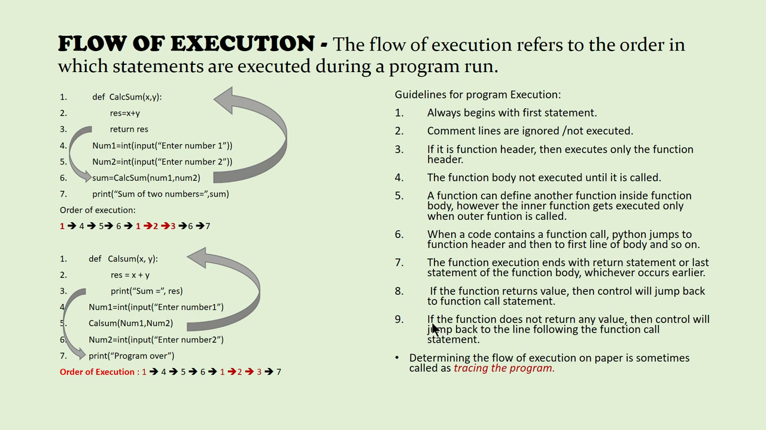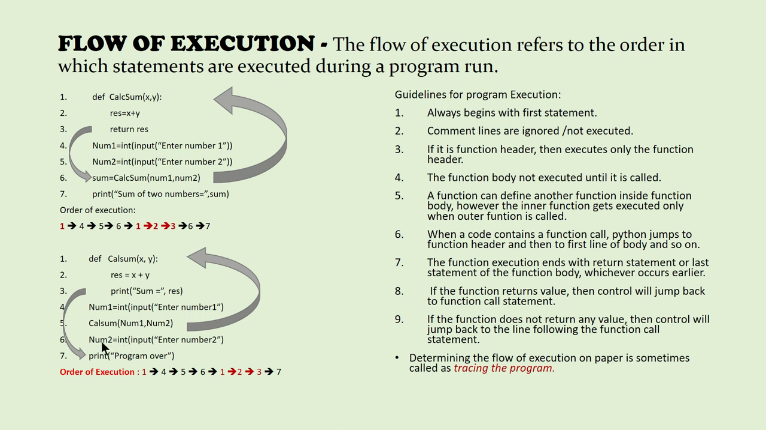The next one is when the function does not return any value. If there is no return statement, then control will jump back to the line following the function call statement. After the function call statement, whatever the line is, it will come back to that line. So here I am having calcsum. It will go to the function header, after which it will come back to the line following the function call statement.